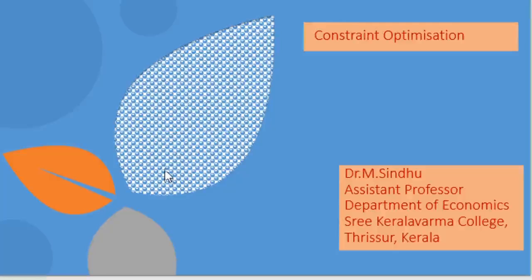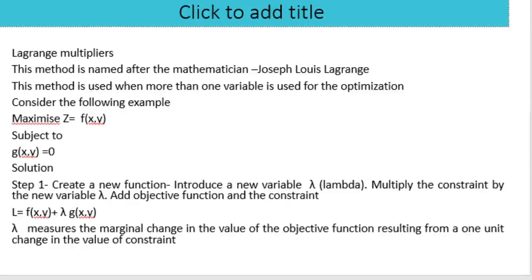In this section, we're going to explain the Lagrange method of constraint optimization. The Lagrange multiplier method is named after the mathematician Joseph Louis Lagrange, and it is used when more than one variable is used for the optimization. Consider the following example. Maximize z equal to a function of x, y, subject to g, a function of x, y, equal to 0, and the solution is given here.